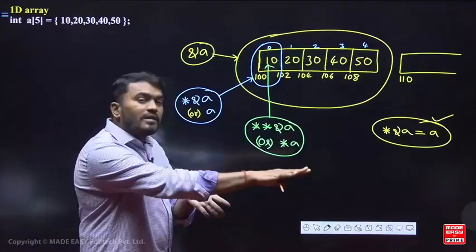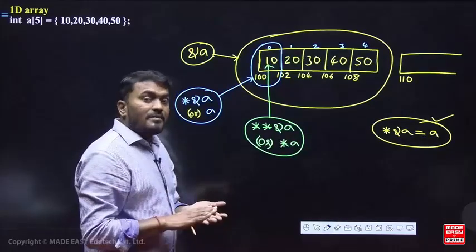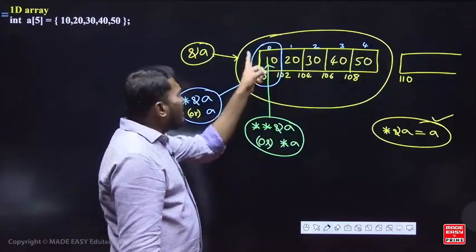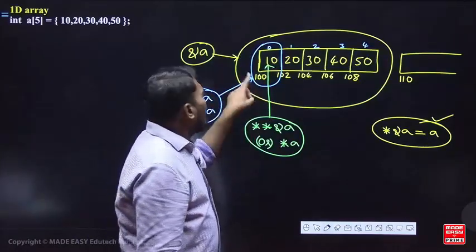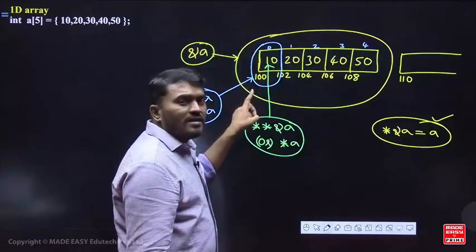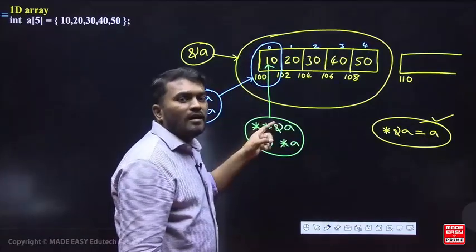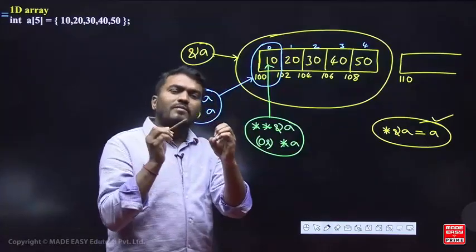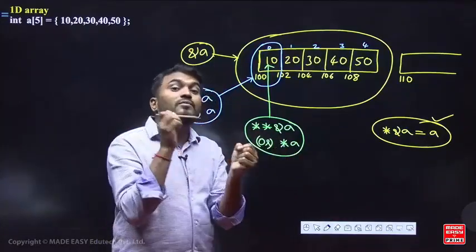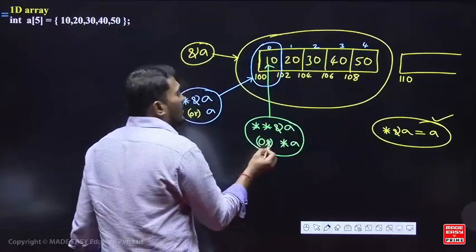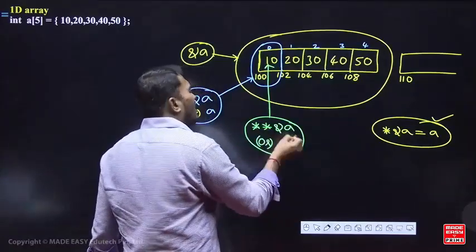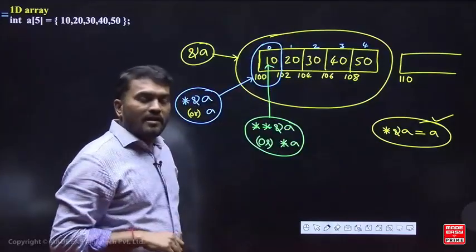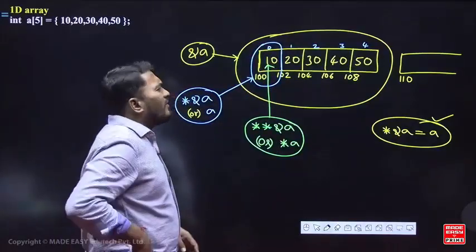Star means going inside. A means it was pointing to the element. You have now reached the element. If I apply one more star, you go inside the element, you go to the value. Is that clear? So if I say star a, or double star ampersand a, it will print what? The value. So what will print? 10.